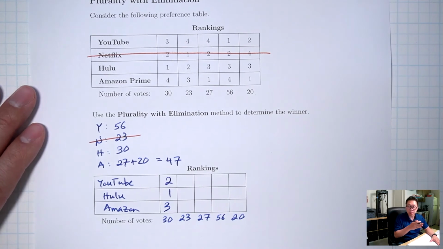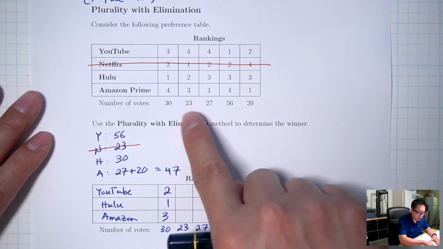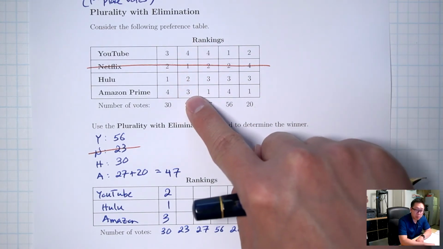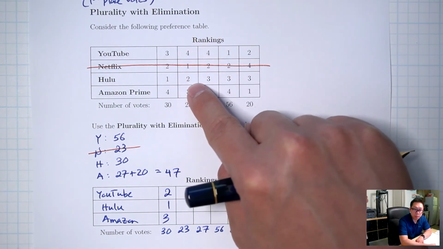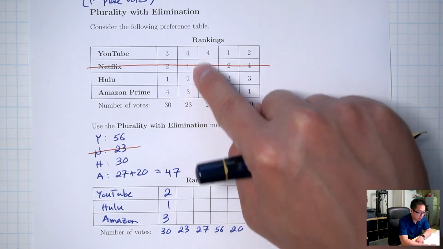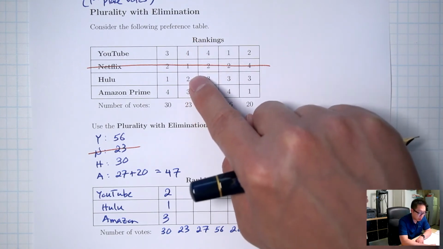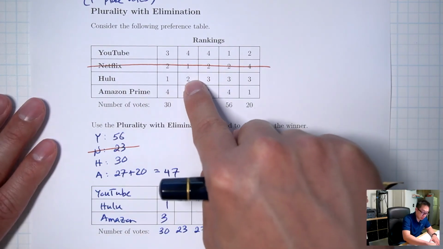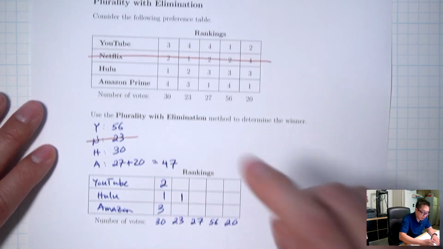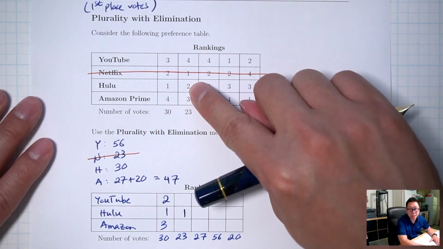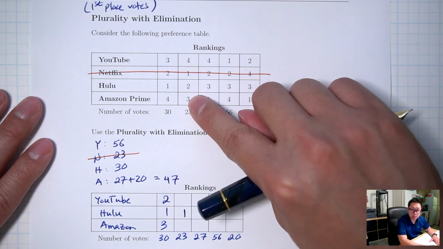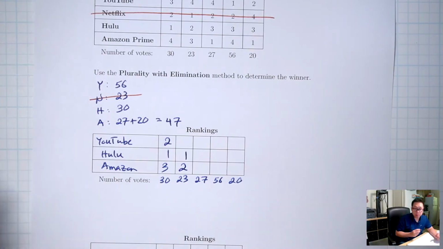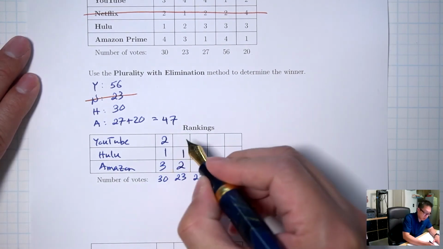Okay, and you can do the same thing for each column. So next up will be these 23 people, out of YouTube, Hulu, and Amazon. Which one do they like the most? So look for the lowest ranking. The lowest ranking out of 4, 2, and 3 is the 2, which means they like Hulu the most out of what's left. So Hulu will get 1. After 2, who's next? Amazon's next at 3. So Amazon's going to get 2, which means whatever's left will be 3, which means YouTube is 3.